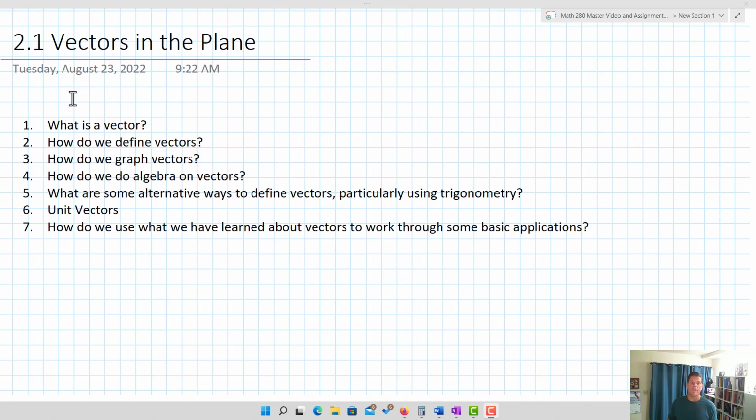Then how do we do algebra on vectors? Because once we've got a way to do geometry on vectors, we want to make sure that we have an algebra for them. And then we'll look at some alternative ways to define vectors, particularly using trigonometry. We'll talk about these things called unit vectors that are going to be really important for our work and for us to be able to do anything inside of vector calculus and multivariable calculus. And then how do we use what we've learned about vectors to work through some basic applications? We're going to look at some basic physics, where forces and speeds and things like that are normally represented using vectors, and we can utilize our basic vector calculus in order to talk about and do these problems.